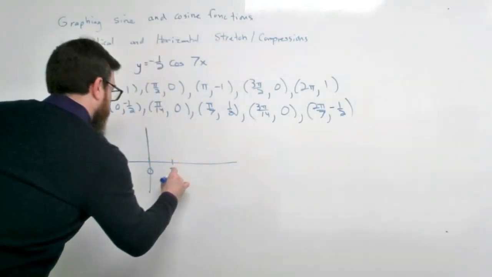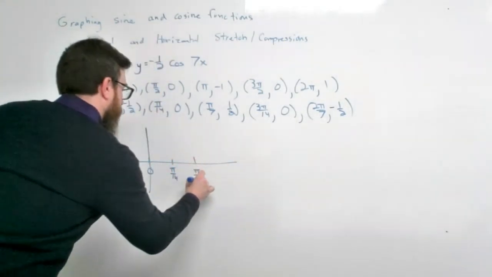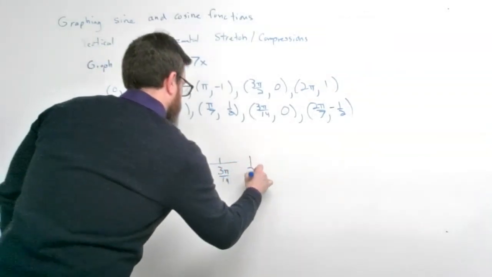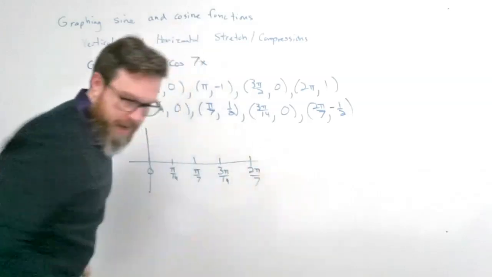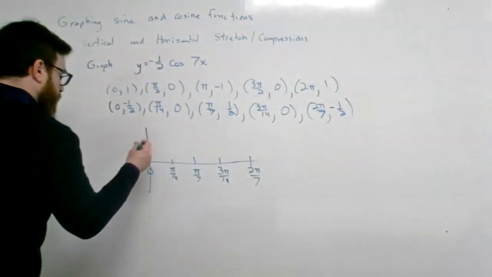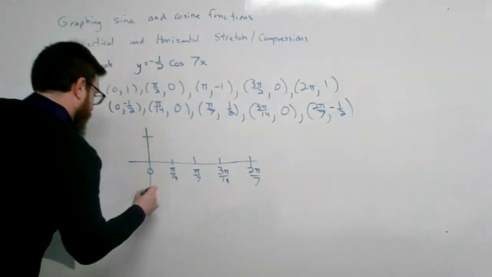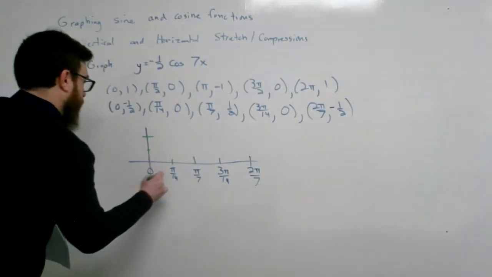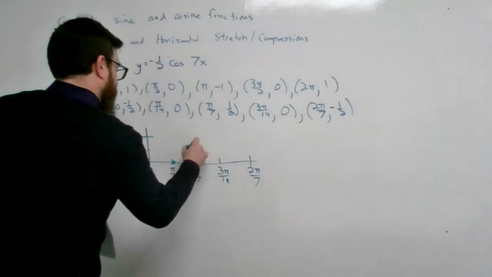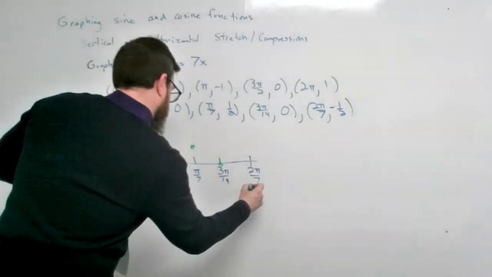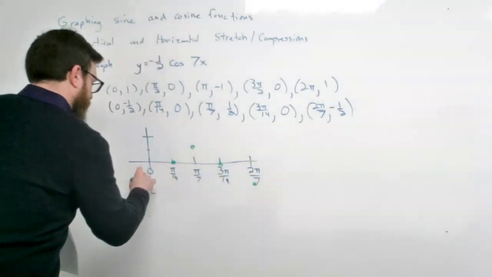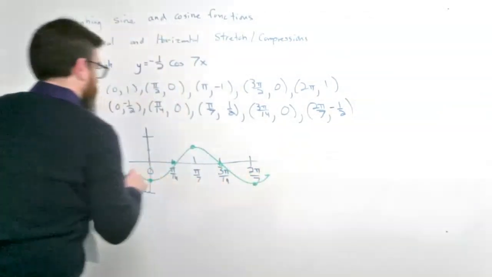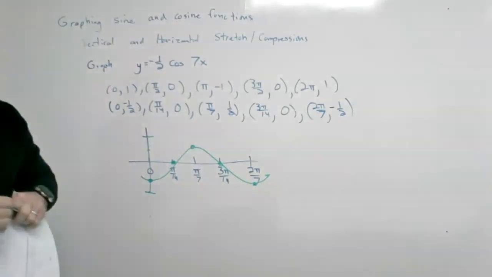So now when I graph this thing, we know I have 0. This is going to be pi over 14. Pi over 7, 3 pi over 14, 2 pi over 7, and we are going to go just a half. So this is 1 and -1. We're only going to go a half. So this is going to be -1/2, and then 0, 1/2, 0, -1/2. So you can see that this is that reflection and the compression in the y, and also a compression in the x by 7.